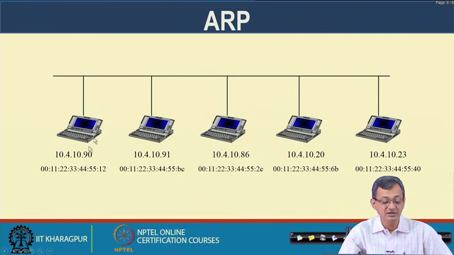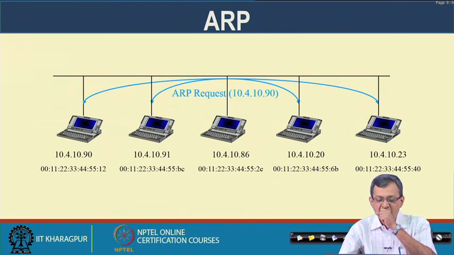Once I hit this IP, it should give me the MAC address, it should respond, or somebody else will tell me that this IP belongs to this MAC. So, there should be some address resolution protocol, and that is exactly what ARP does.